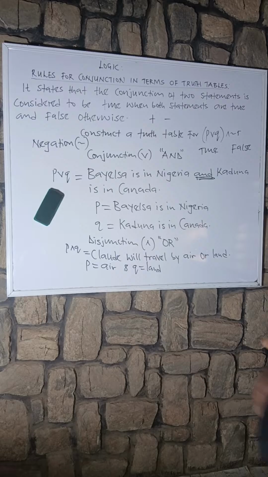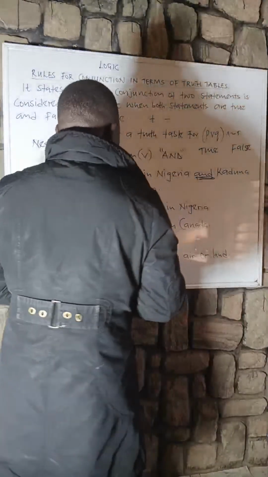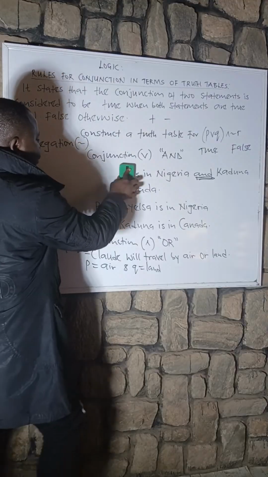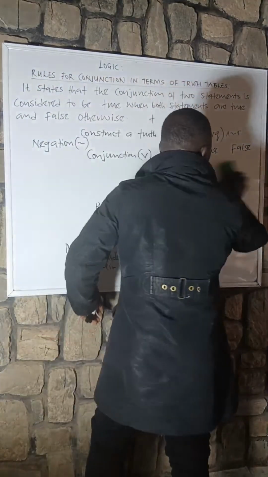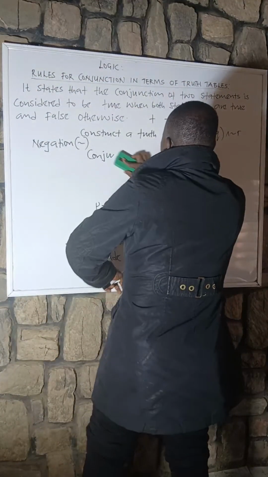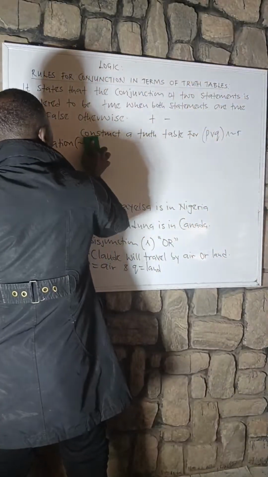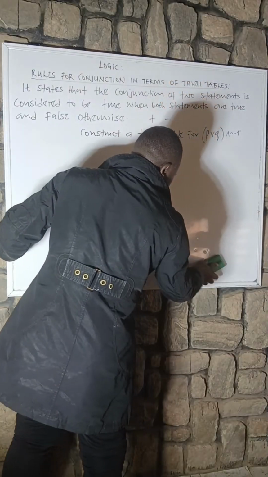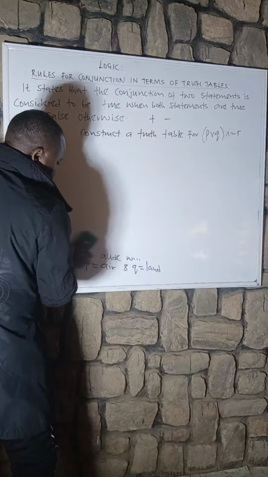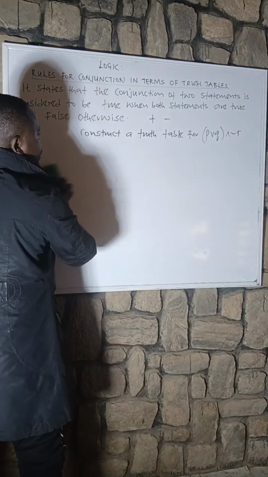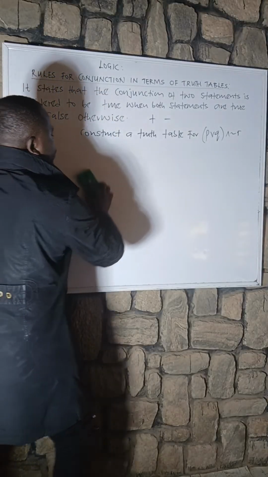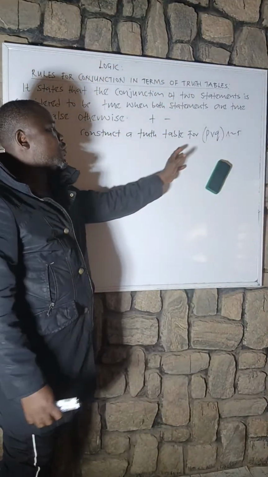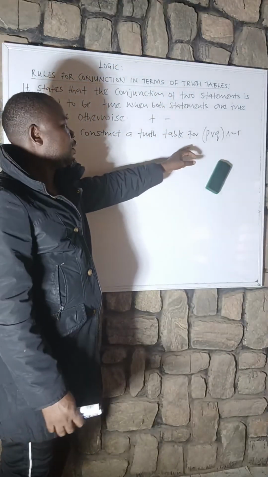So I can now clean all this. Then we continue solving or constructing the truth table. Okay. So far, so good. As simple as ABC.